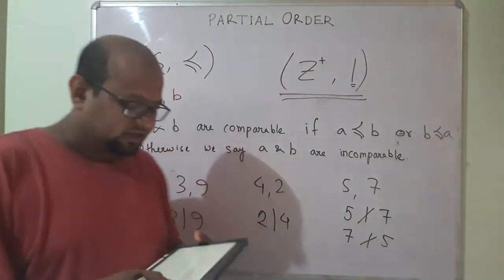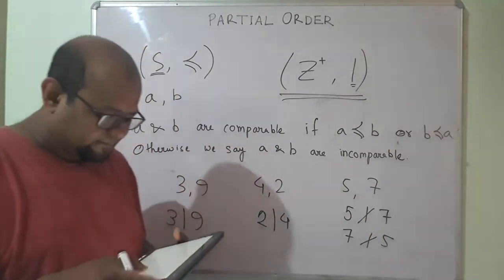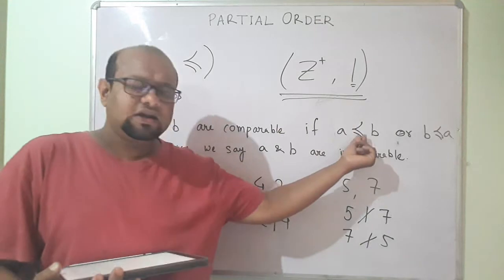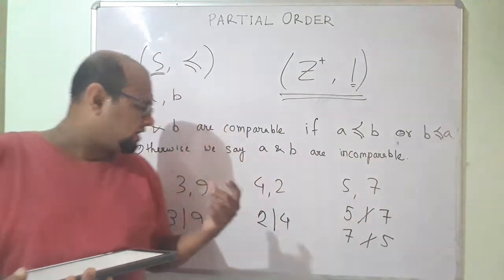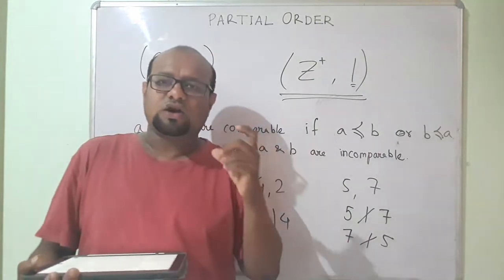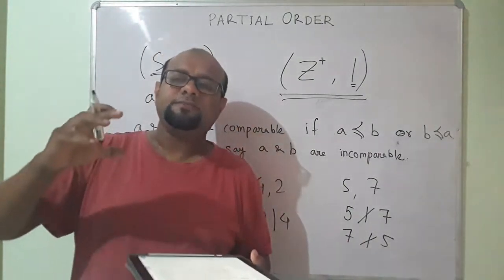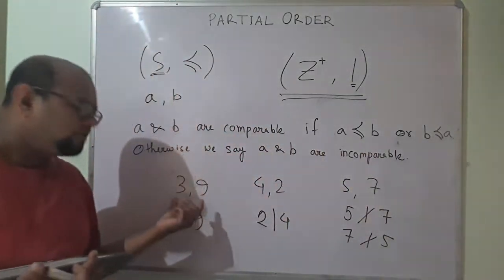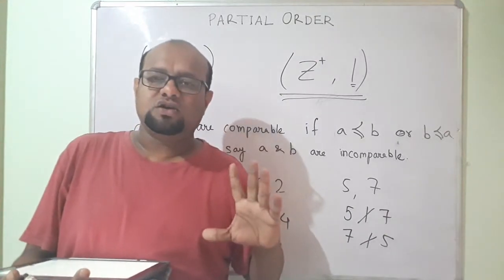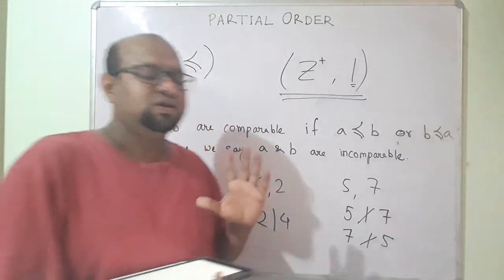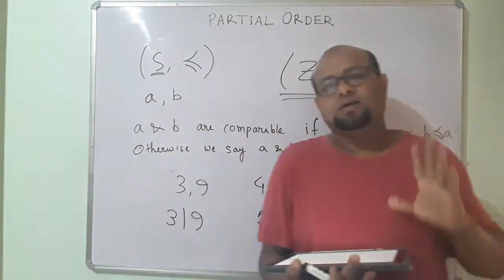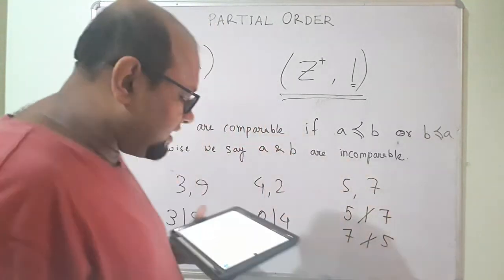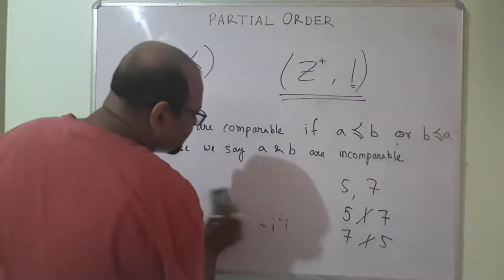So this is what comparable means. Comparable essentially means that two elements, if the ordered pair of these two elements belongs to the relation, by this partial order, then we say that these two elements are comparable. So it can be either (A, B) belongs to the relation or (B, A) belongs to the relation. If either (A, B) or (B, A) belongs to the relation, we say that A and B are comparable. If neither (A, B) nor (B, A) belongs to the relation, then we say that they are incomparable. Alright.